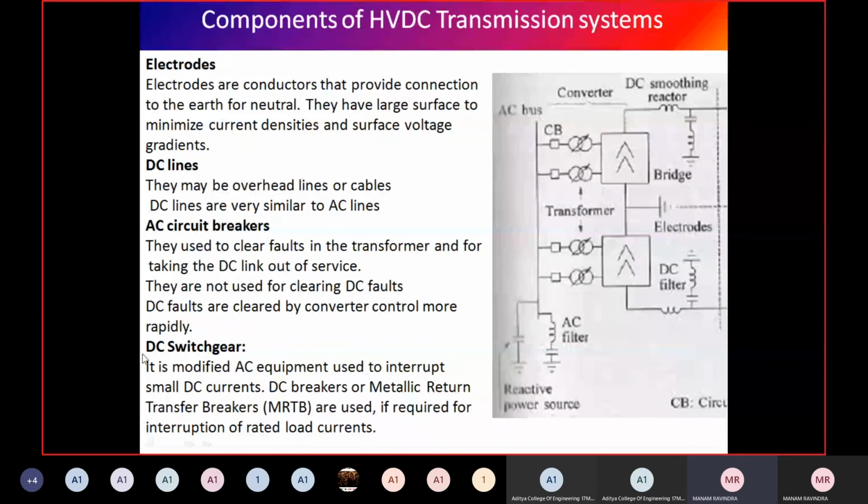And also some DC switchgears are there. In the latest trends, DC breakers are produced, that is metallic return transfer breakers, which can isolate only small current. That means if any high currents are produced, these breakers also can be damaged. Only in case of very small DC current can these devices be used, such as DC breakers or metallic return transfer breakers. Okay.